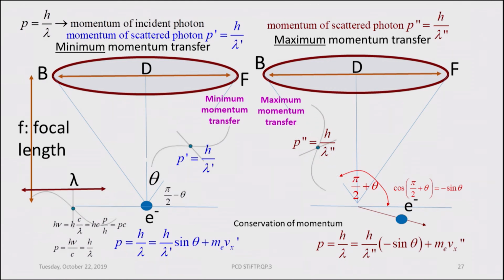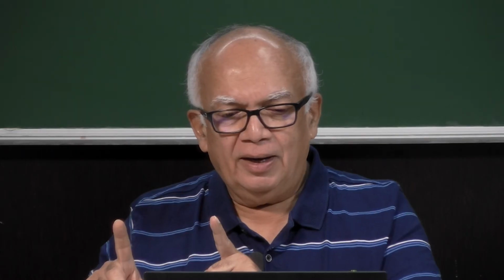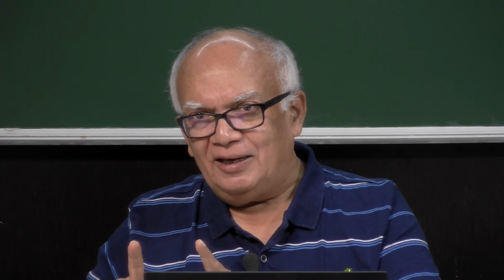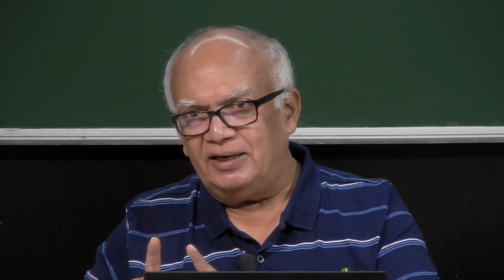right. And notice that in the momentum conservation, you have got h over lambda prime, whereas over here you have h over lambda double prime. These are two different wavelengths because of the possibility of two different momentum transfers, and you also have a plus sine theta in one and the minus sine theta in the other. So, keep track of this sign, okay.